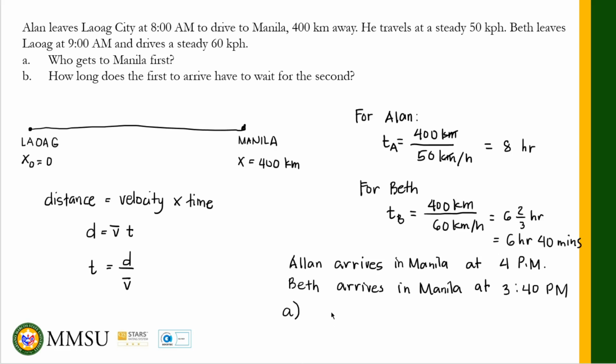So for the first question, letter A, who gets to Manila first? The answer is Beth, because she arrives at 3:40 p.m. compared to Alan at 4 p.m. And for letter B, how long does the first to arrive have to wait for the second? The difference between 3:40 and 4 p.m. is 20 minutes. So the answer is 20 minutes. That's the answer for this problem.